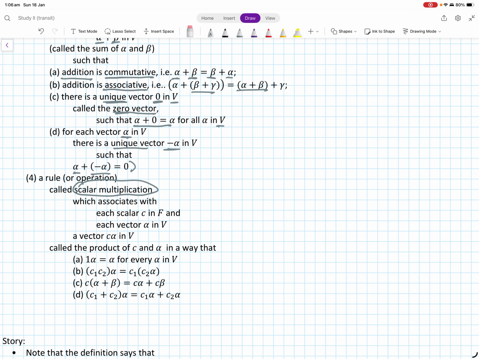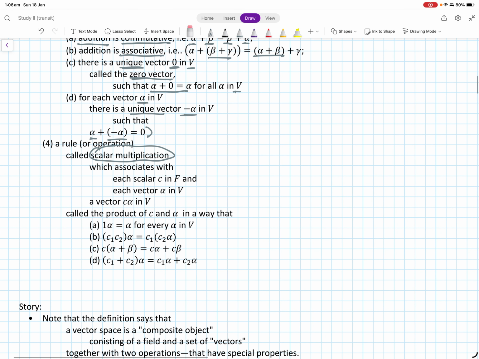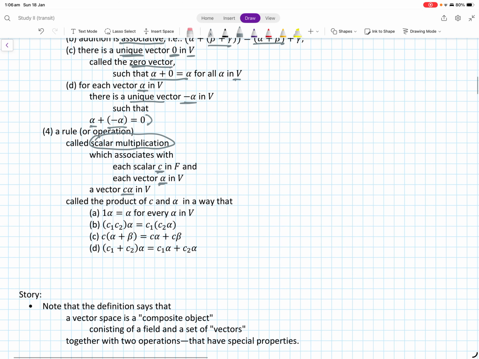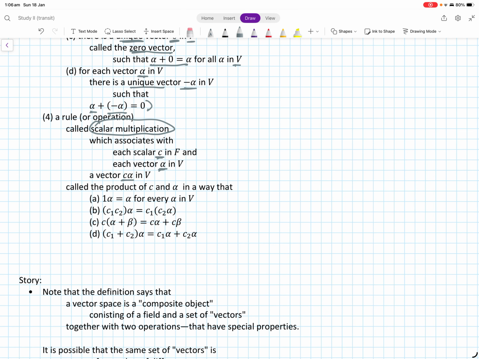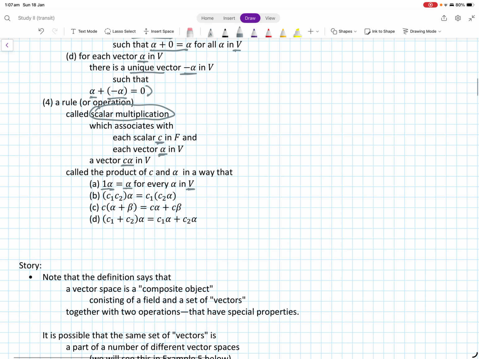Now let's look at multiplication. So for multiplication, we have the following. This concerns a scalar C and a vector alpha, and it's going to produce C times alpha, the scalar times the vector, and it must satisfy the following properties. The first is that the identity element of the scalar field times the vector should give you the vector, for every vector in V.